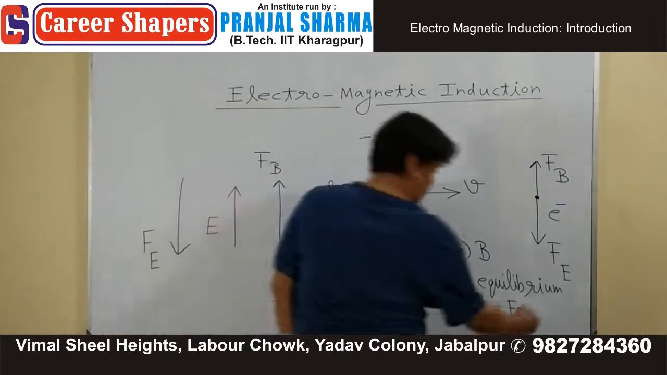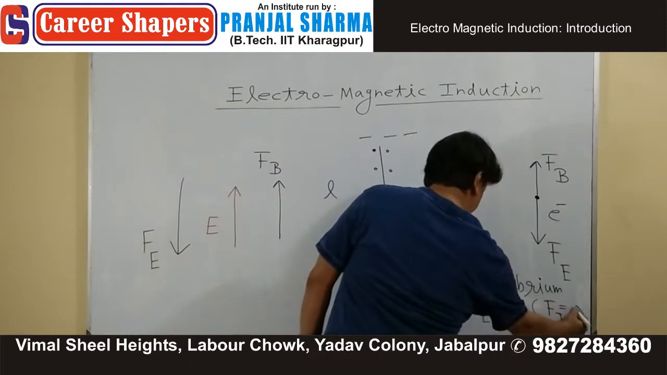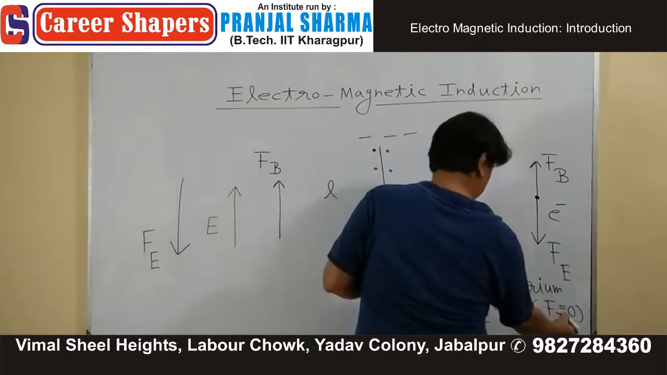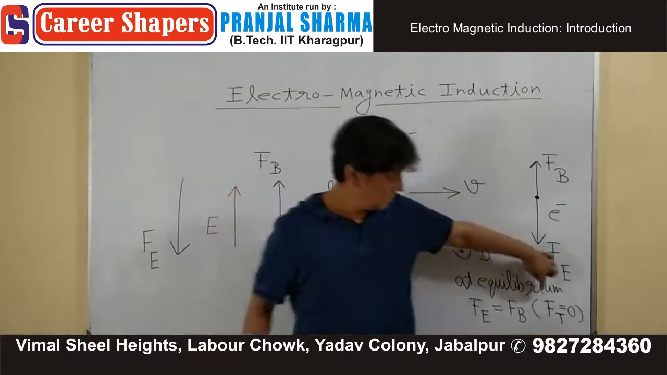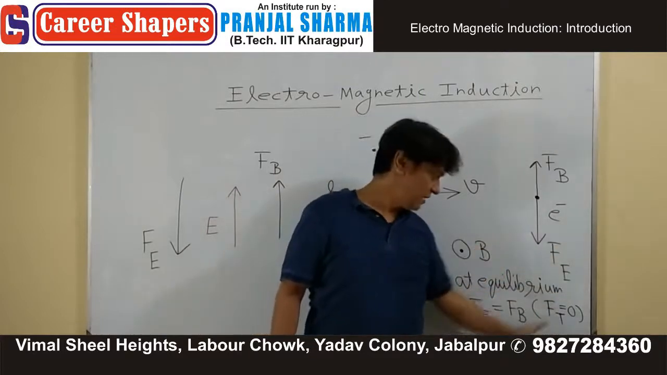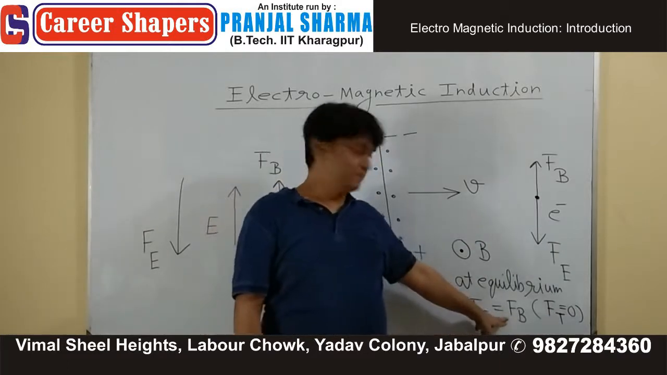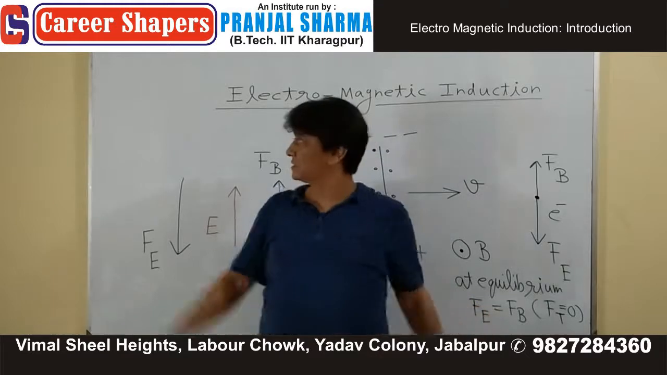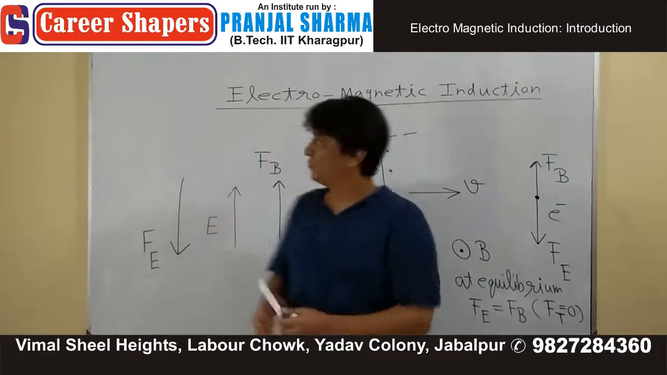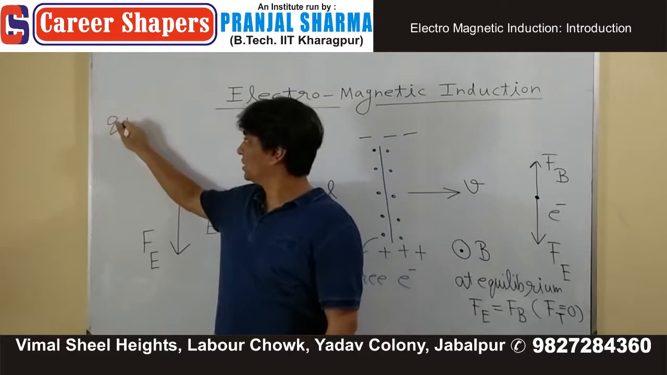What do you mean by equilibrium? Equilibrium means total force is zero. Ft is zero. This force is equal to this force. There is no net force. Ft is what? Zero. So Fe is equal to what? Fb. This tells us this. What is Fe? Force of electric field on a charge is what? QE.